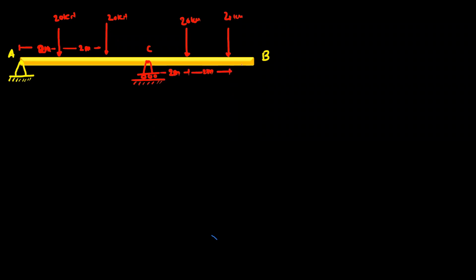The rod AB is supported at point A by a hinge support and at point C by a roller support, and it is subjected to 4 forces of 20 kilonewton, as shown in the figure. The question is to find the reactions at the supports A and C. Okay, so we have to find out the support reactions.